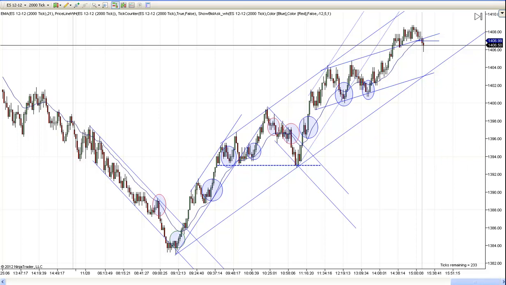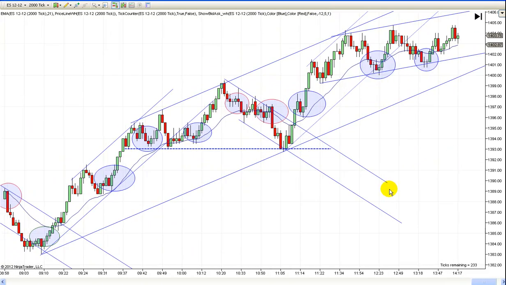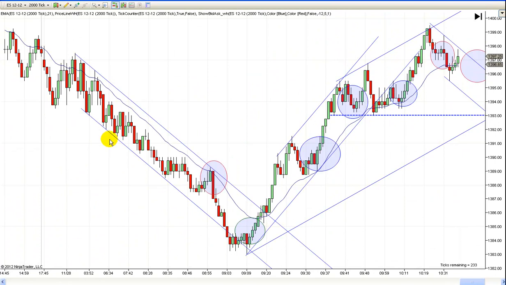Let me back out here a little bit where we can see it. You can see we were in this channel coming down. This was very easy to find. The first couple of swings of the day right there, it wasn't hard at all to find. You might have had it drawn more like that. If you just copy that and drag it down, you kind of see that was the lower end.